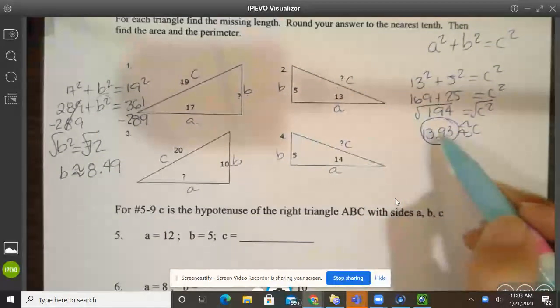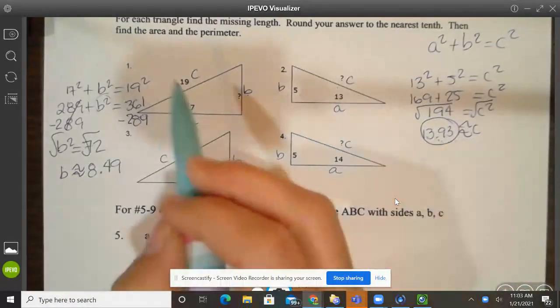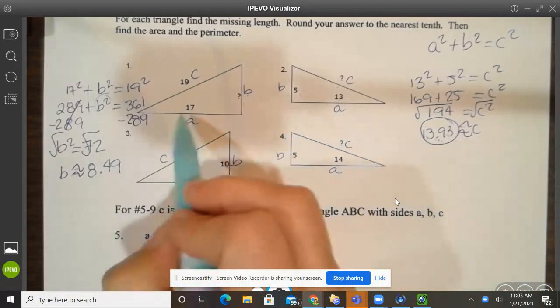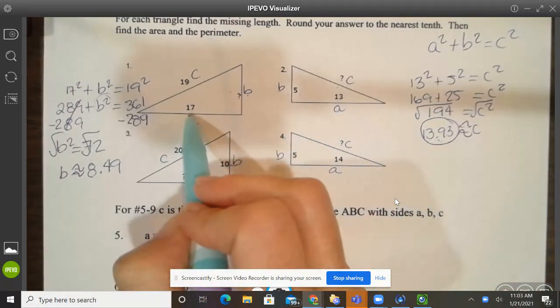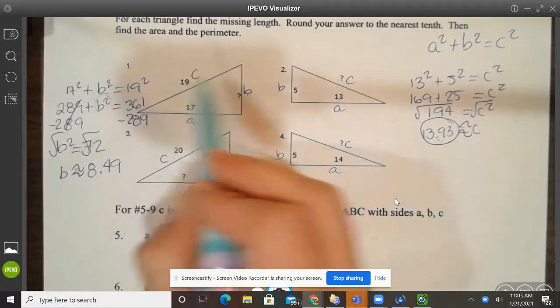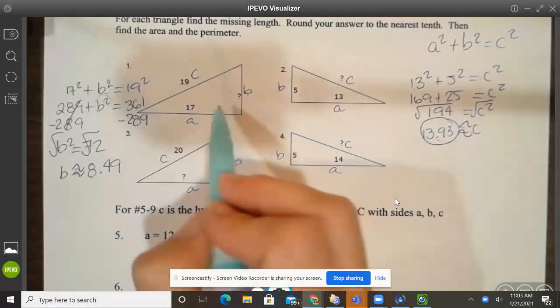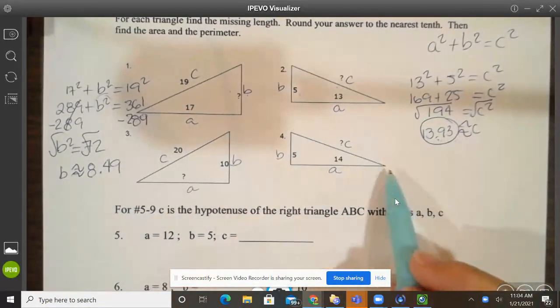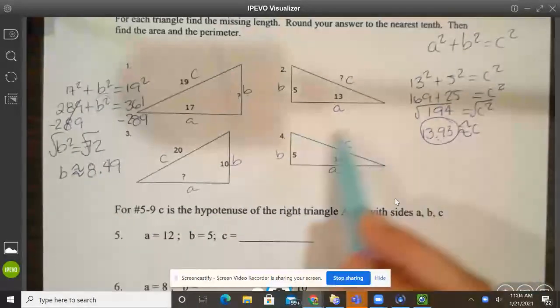So a lot of the times you have to analyze what you're looking for. So B here has to be definitely smaller than 17 and definitely smaller than 19. So it's 8.49. So that makes sense. So the longest side has to be the longest here. We already looked for C.